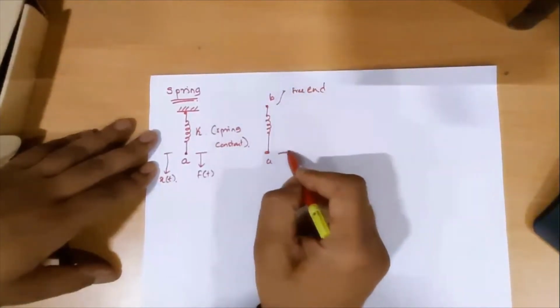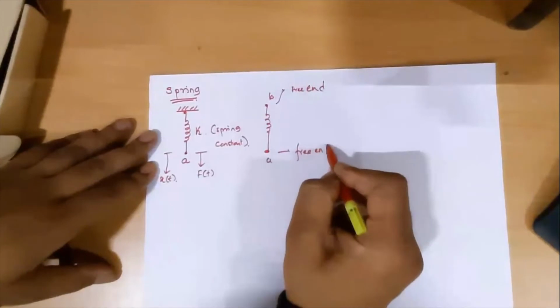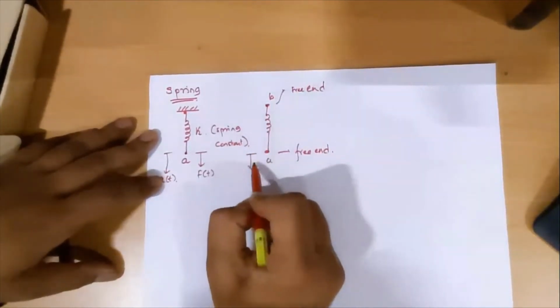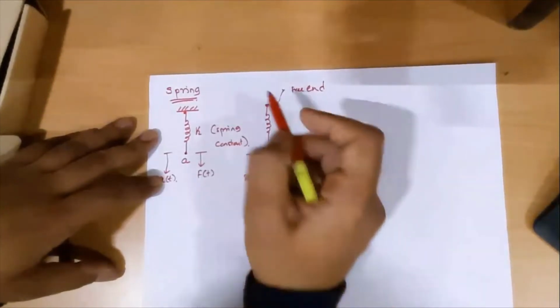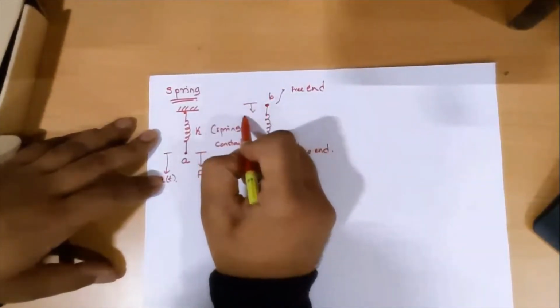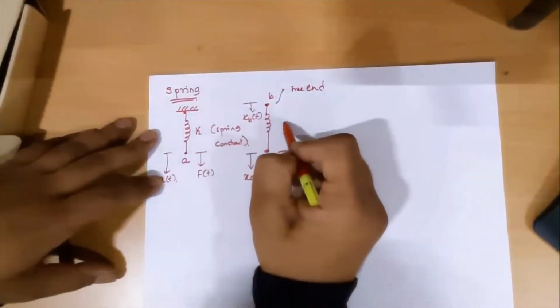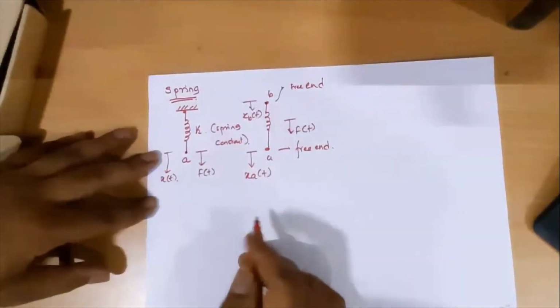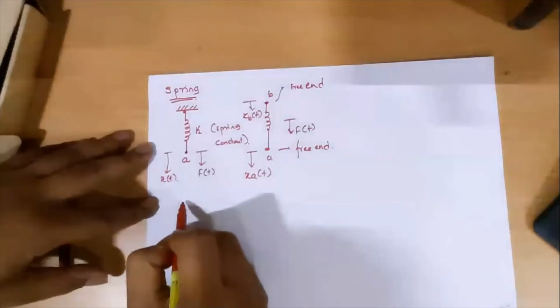B is a free end. This is also a free end. A is also a free end. So you can apply force to the spring anywhere. Okay. So we will have movement at both sides, both x and xb. It is as good as holding a spring in both the hands, and you can apply force to the spring.